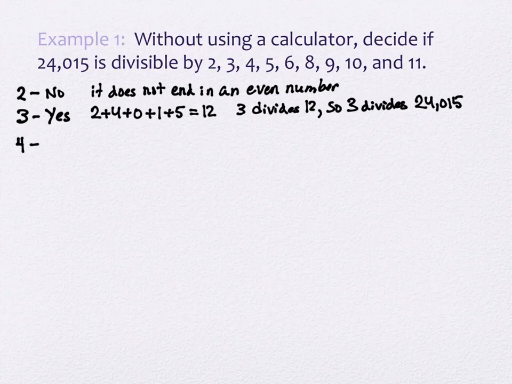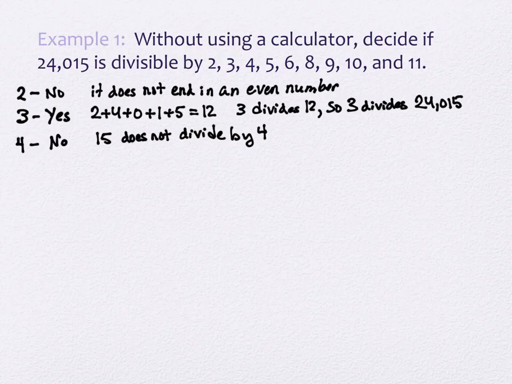How about the number 4? Is it divisible by 4? No. How do we know? The last two digits are not divisible by 4. The last two digits, 15, do not divide by 4. Doesn't work.